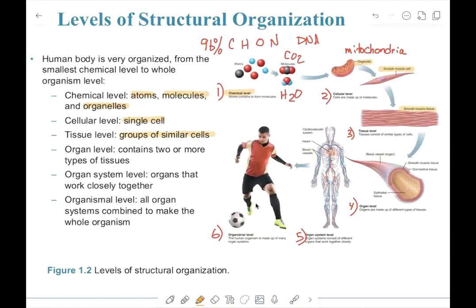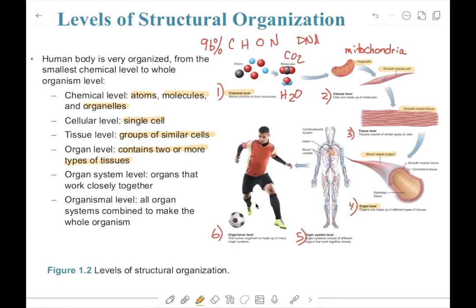Then the organ level contains 2 or more types of tissues. It's usually 3 types of tissues, but it doesn't have to be. An example of the organ level that we see here is a blood vessel. And I bet a lot of you before this lecture didn't necessarily think of a blood vessel as an organ. By definition, it is, though.